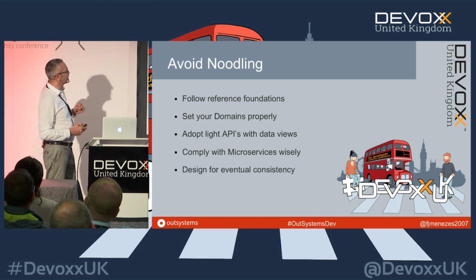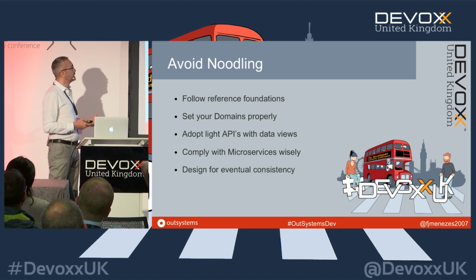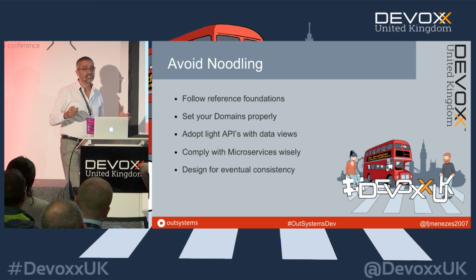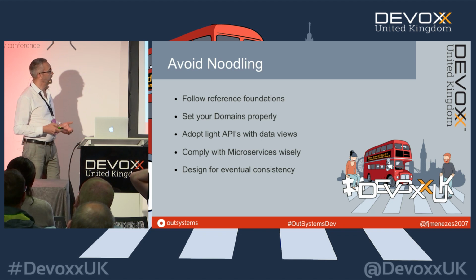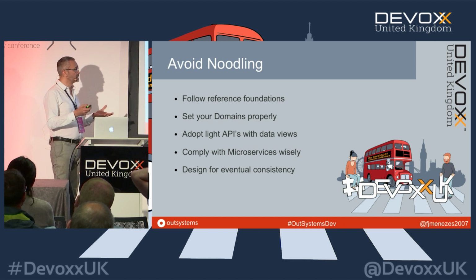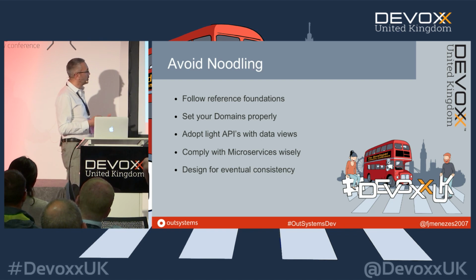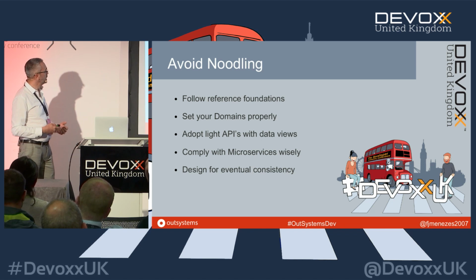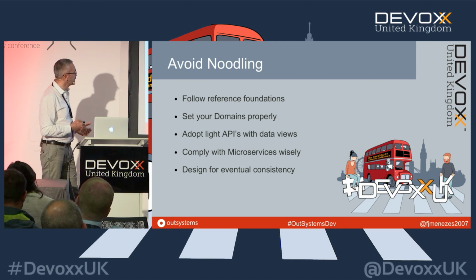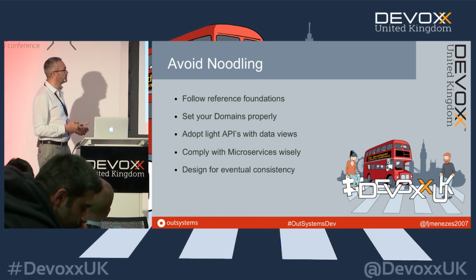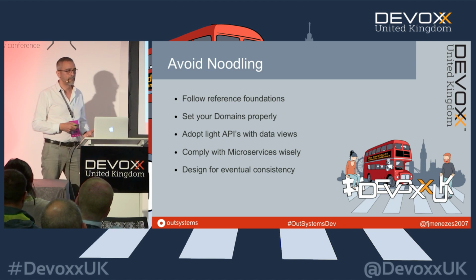So just to summarize the main messages here, you should follow sound foundations. You should set your domains properly. You should adopt light APIs with data views and comply with microservices wisely. It's not something that you need to adopt for all your interactions or all your communications among sub-processes, but you need to know when to use it. And of course, design for eventual consistency. Nothing needs to be done synchronously and immediately, okay?